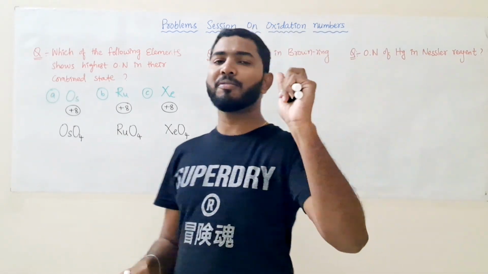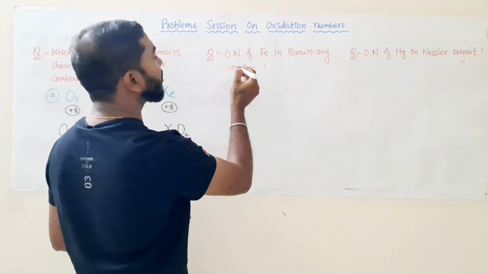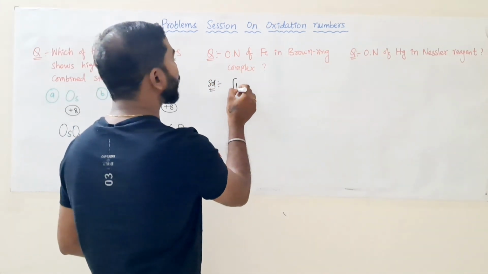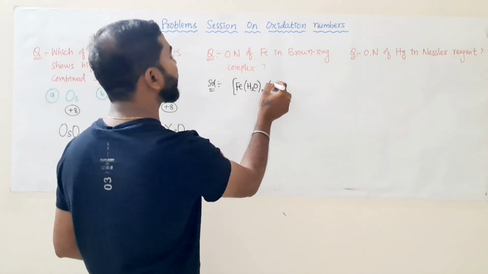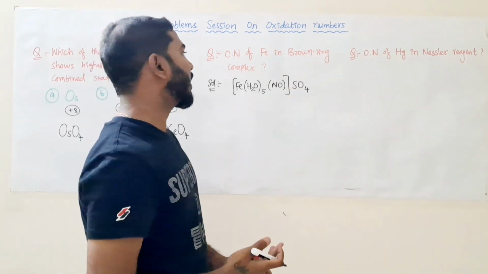Okay, next, moving on to the next question, that is the oxidation number of iron in brown ring complex. This is one of the very favorite questions in this chapter. So that is iron oxidation number in brown ring complex. What actually is a brown ring complex? The brown ring complex is nothing but [Fe(H2O)5NO]SO4.